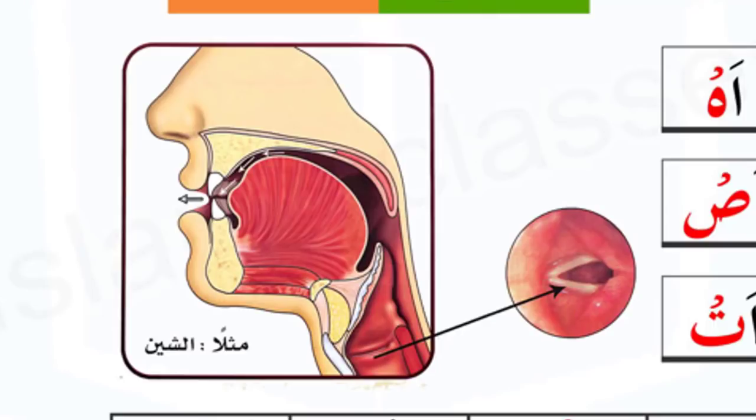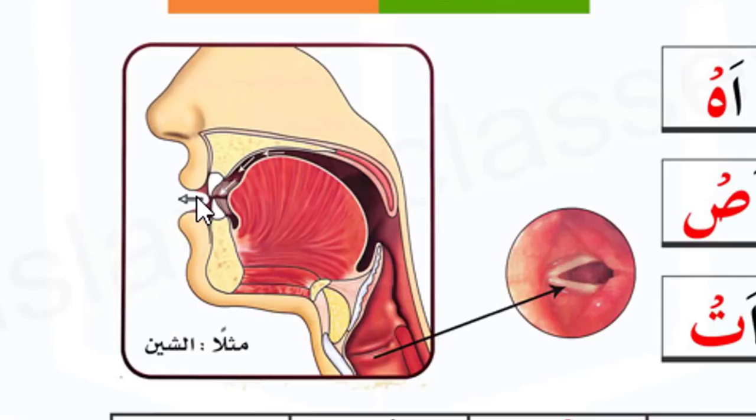As you can see now here in the image, is the example of a sheen. When we pronounce sheen, look, the air is flowing and going to the outside. That is basically hams quality. You see it, ash. Look, the sound is flowing, the air is flowing, and we are still continuing the breath. That is basically hams.